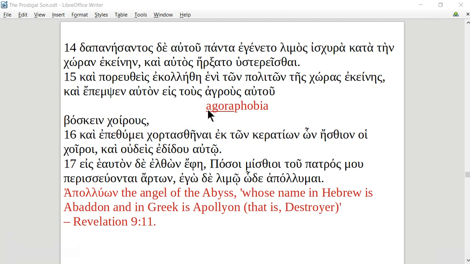Agrus, agoraphobia, fear of the open place. And now here's an interesting one. Perishing, Apollumai, Apollyon, the angel of the abyss, whose name in Hebrew is Abaddon, so that's the Hebrew word, and in Greek is Apollyon. So there it is. And again, notice how the Y takes the place of the U in Greek. That is destroyer, and that's how Revelation 9:11 is translated in the NIV.